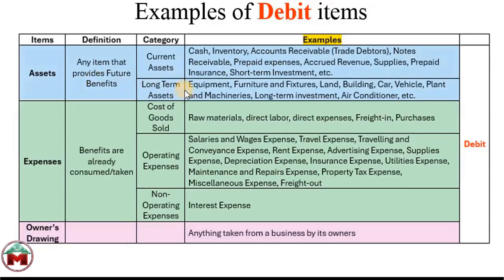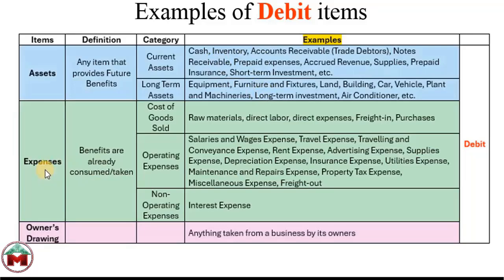On the other hand, we can see long-term assets. These are the assets which can provide benefits for more than 1 year. So equipment, furniture, fixtures, land, building, car, vehicle, plant and machineries, long-term investment, AC. So these are the long-term assets which are also considered as debit items. So these are the examples of current assets and long-term assets. Current assets can provide benefit up to 1 year, and long-term assets can provide benefit for more than 1 year.